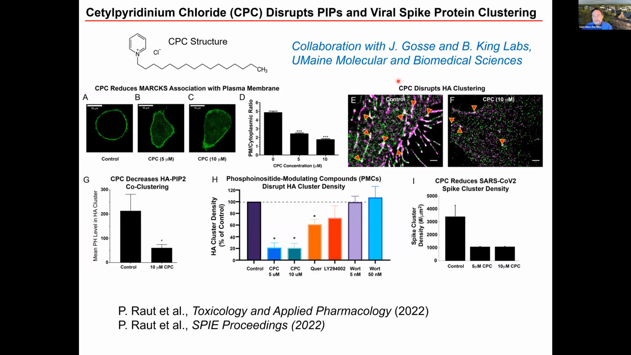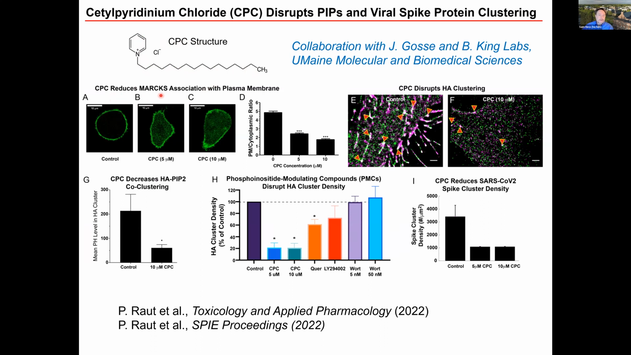So in collaboration with Professor Julie Goss at the University of Maine, who identified a compound called cetylpyridinium chloride, which is an antimicrobial compound. It's basically a soap at its normal millimolar concentration. It's in all kinds of consumer products. She identified this as a putative molecule that could interact with the plasma membrane, has a positive charge, and could potentially screen the PIP2 away from other things that would bind it. And this turns out to be correct.